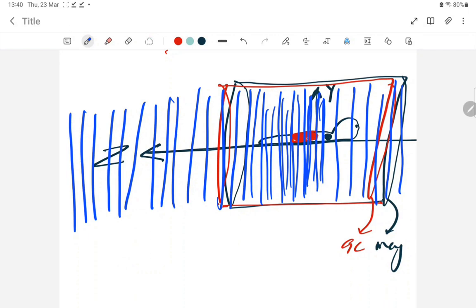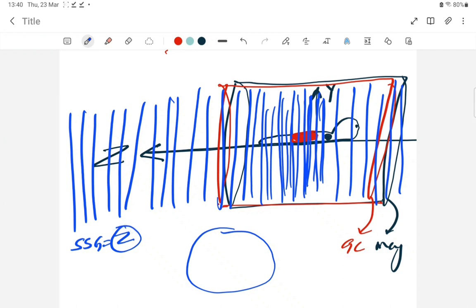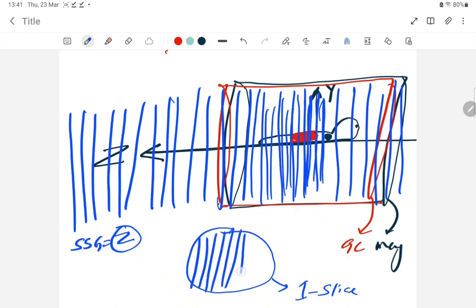So I will make one slice. This is a stomach-type slice selection. So I can say that the slice selection gradient is the Z axis. Now phase encoding and frequency encoding. So now this is your one slice. Now in this slice, again, you have to do phase encoding and frequency encoding.